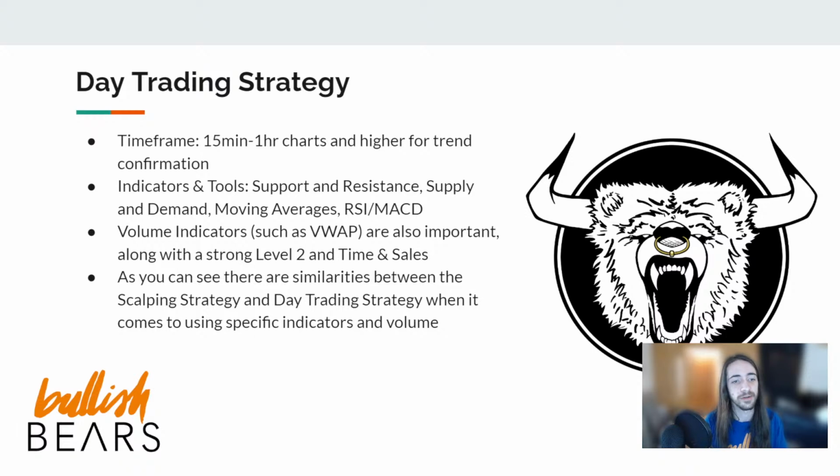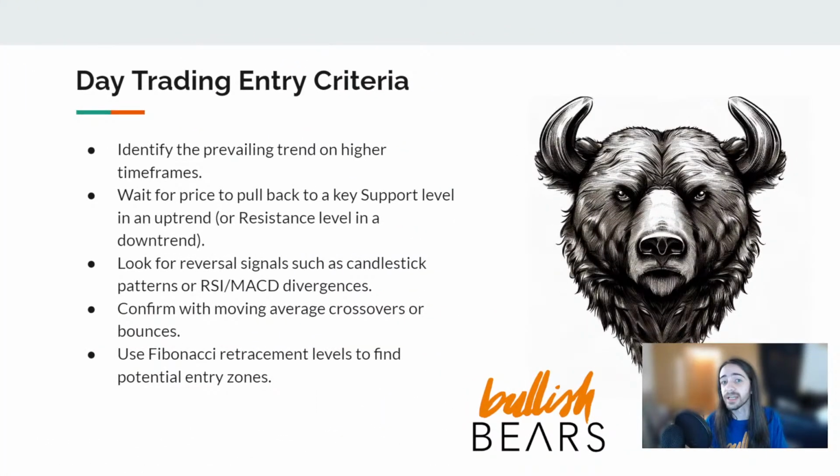Day trading entry criteria: I'd like to identify the prevailing trend on higher time frames. So even though I'm trading the 5, the 15, and the 1 hour, I want to make sure that the 4 hour is trending in my direction. I want to make sure the daily is trending in my direction. And the reason for that is the higher the time frame we're looking at for trend, the stronger the trend is and the higher the probability is of that trend to continue.